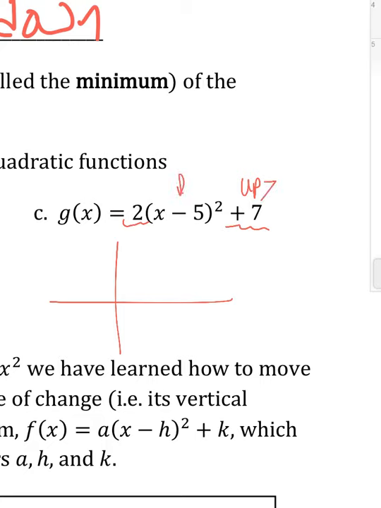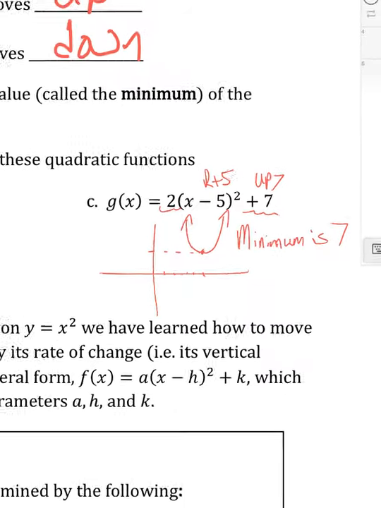And this is going right 5. And it's opening up. So we're going to go right 7 and up 5, somewhere right up here. And it's opening up, and it's a little steeper, but that doesn't matter. Okay, anyways, so this is a minimum value. So the lowest value, the minimum, is the lowest y value. And so here the minimum is 7. That's the lowest it will ever reach there.